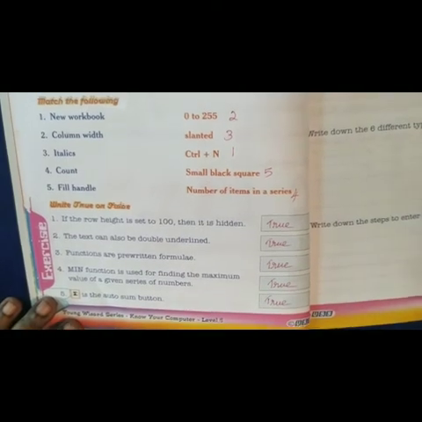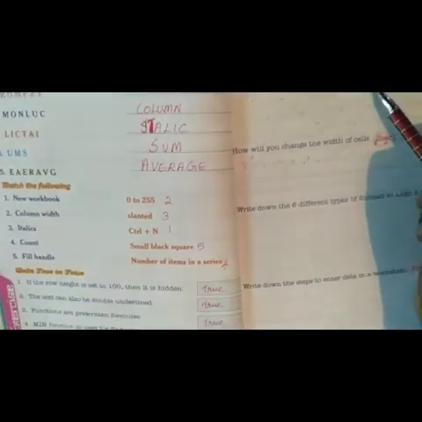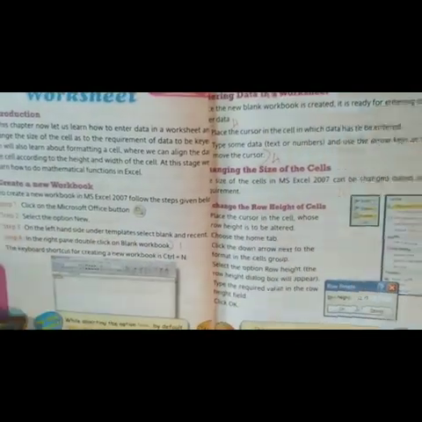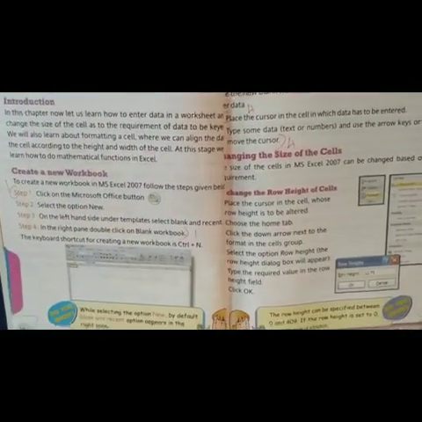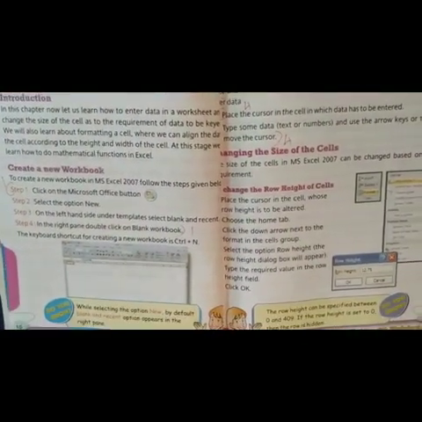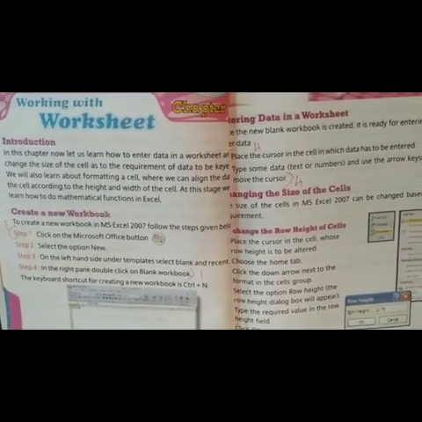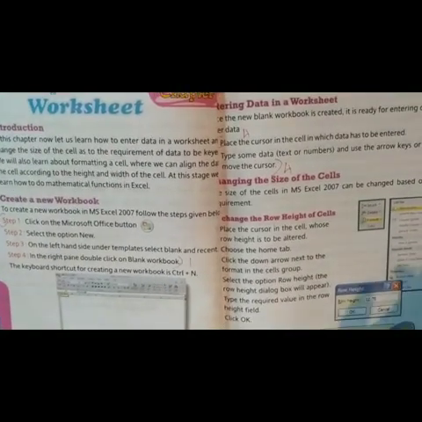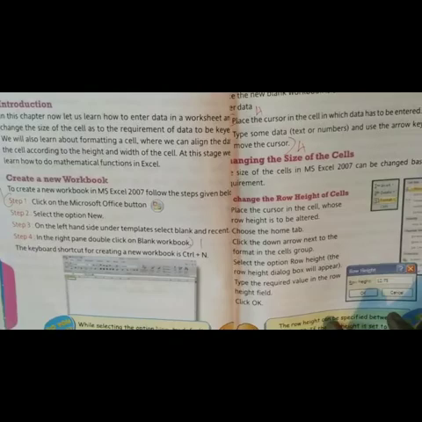Here the questions are: write down the steps to create a new workbook. These answers I'll give from the book. You write the questions from here and write the answers from the book that I have marked here. Okay children, you all understand this lesson of working with worksheets on the computer. Read the lesson nicely and write the new words and the question answers in your classwork notebook.